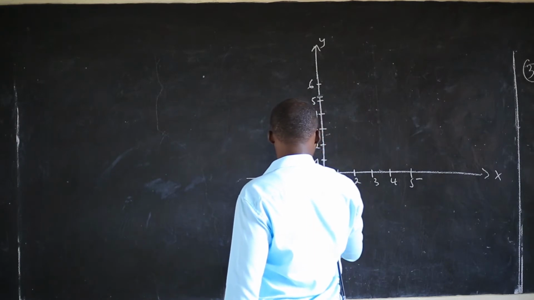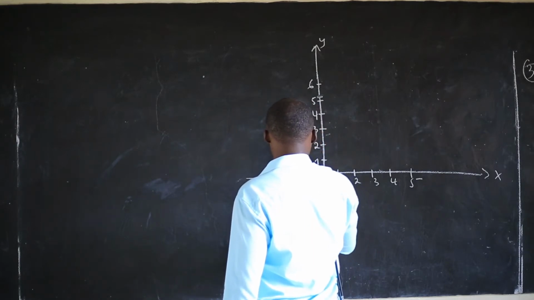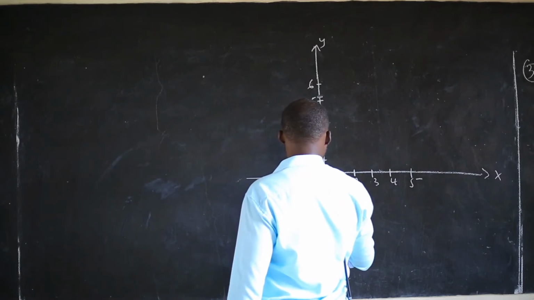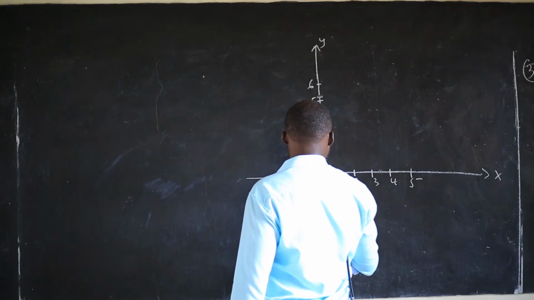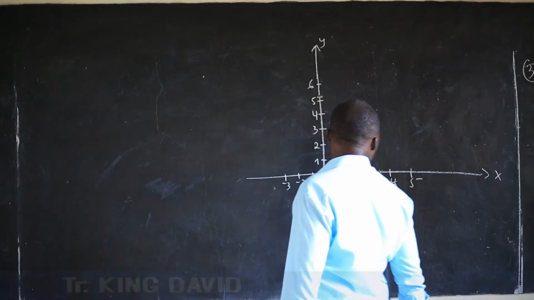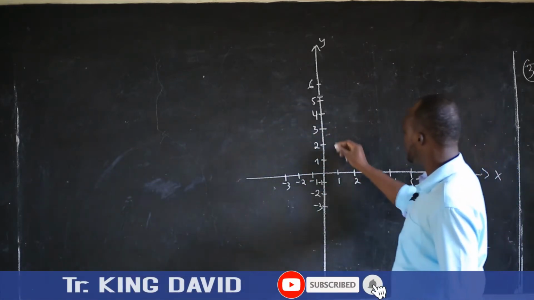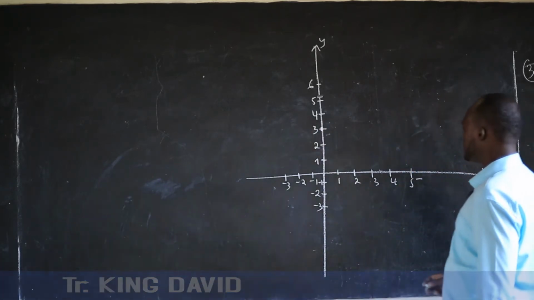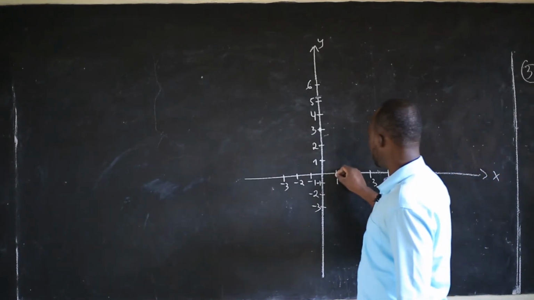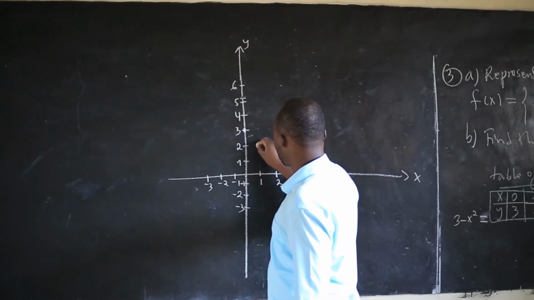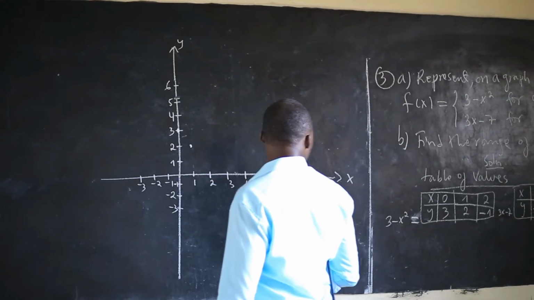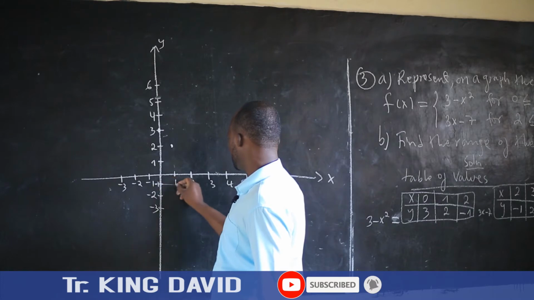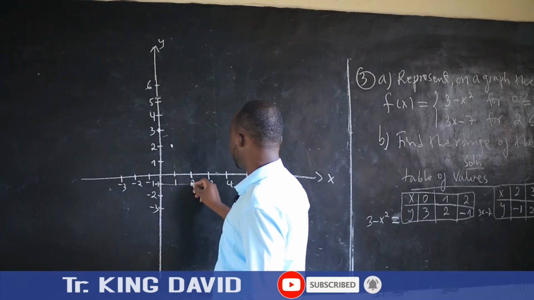Then negative 1, negative 2, negative 3. So we have the point 0, 3, which is here. We have 1, 2, which is here. We have 2, negative 1, which is here.